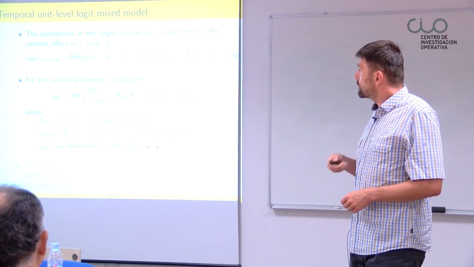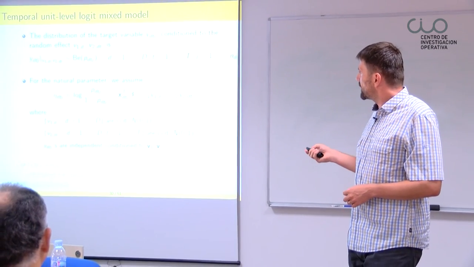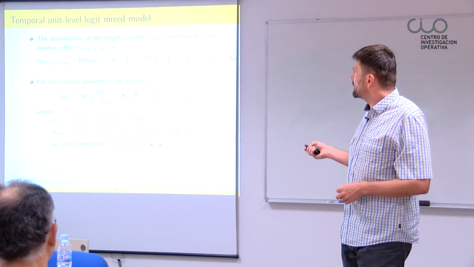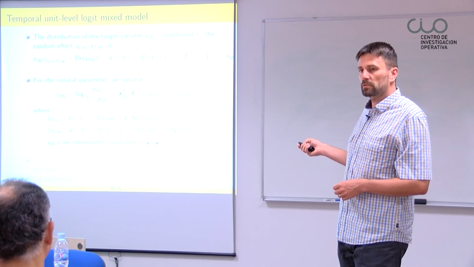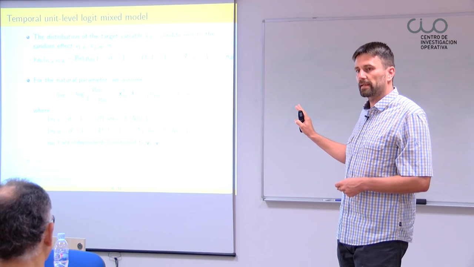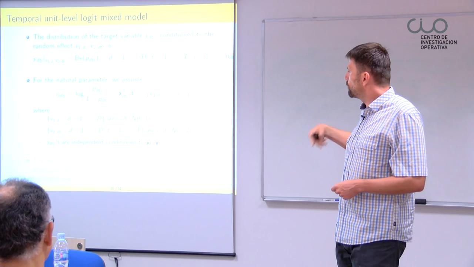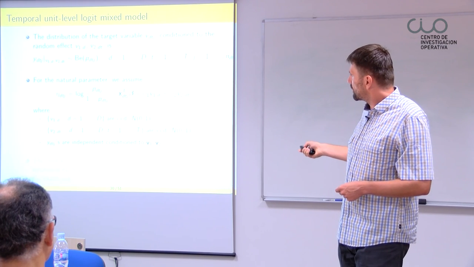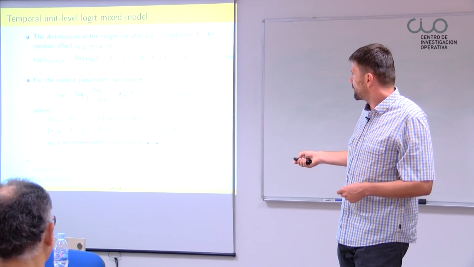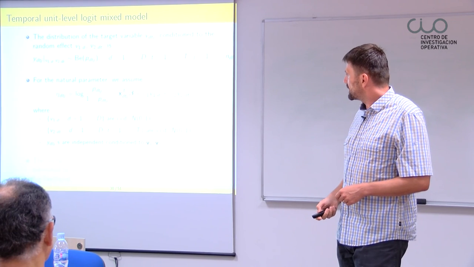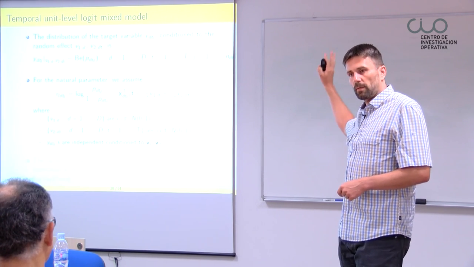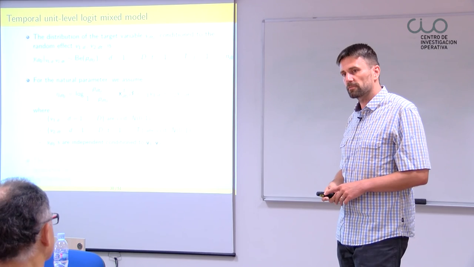If we would assume some dependent structure between the random errors, then you can still fit it in R. This is the last model you can fit with R. If you add something more, for example, some dependence, an AR(1) or something like that, then you have to program all the methods by yourself.